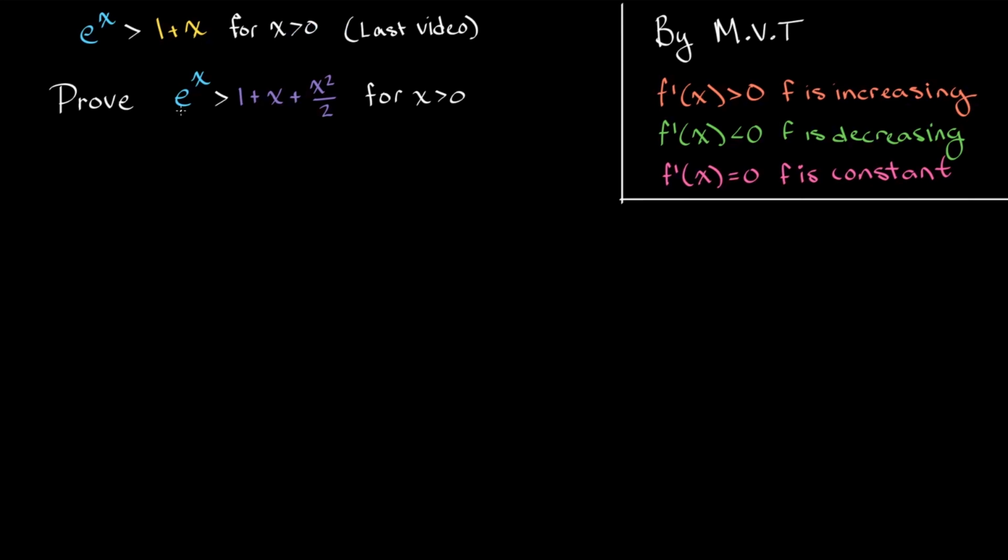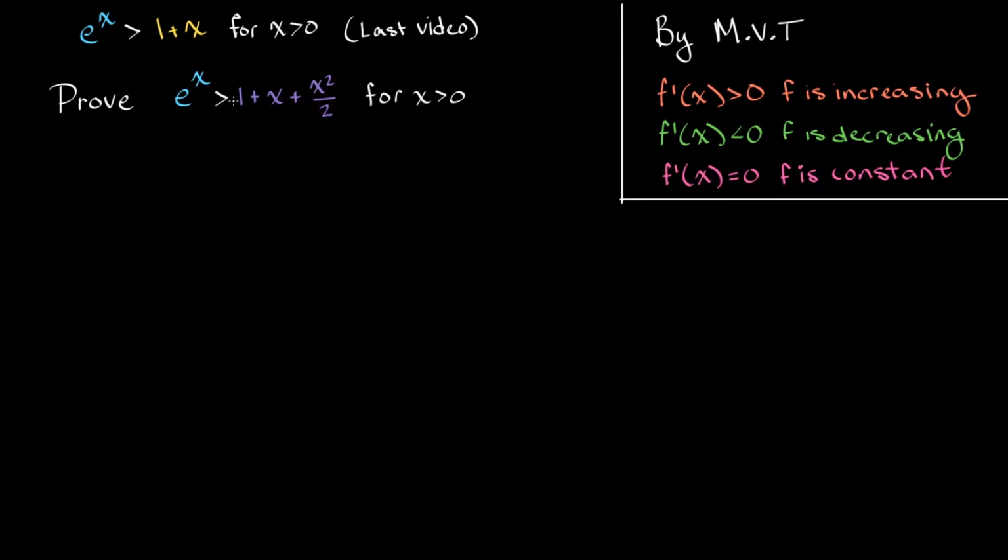So in the last video, I introduced you to this proof problem where we were comparing two functions. And we found in the last video that e to the x is greater than 1 plus x for x greater than 0. Now in this video, I want to do another proof problem, but instead we're going to be comparing e to the x with 1 plus x squared over 2.